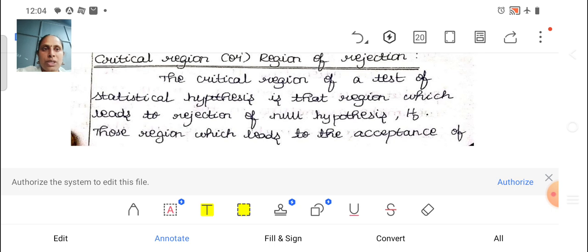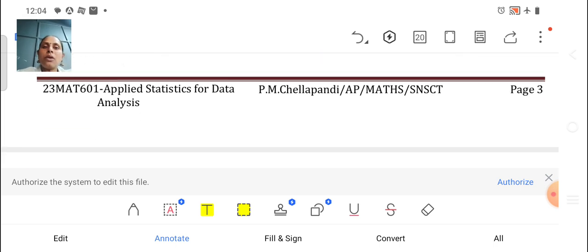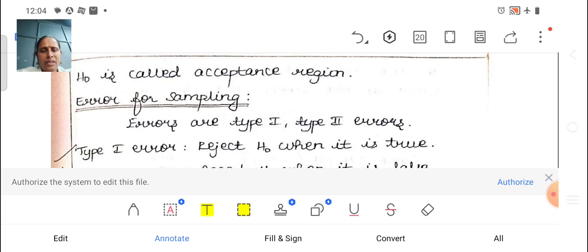Next, critical region or region of rejection. In the test of a statistical hypothesis, the region which leads to the rejection of the null hypothesis H naught is the critical region, and the region which leads to the acceptance of H naught is called the acceptance region.